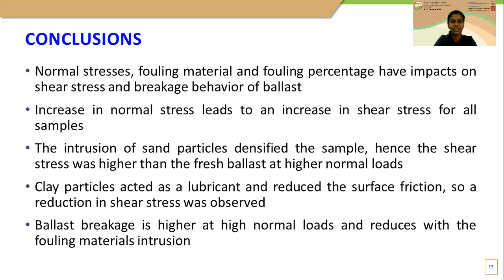When we compare the clay fouled sample, due to the lubricant behavior of clay fouling, there is a reduction in surface friction. Therefore, the overall shear stress of the sample is reduced compared with the fresh ballast. Also, ballast breakage is higher at high normal loads and it reduces with the fouling material intrusion.